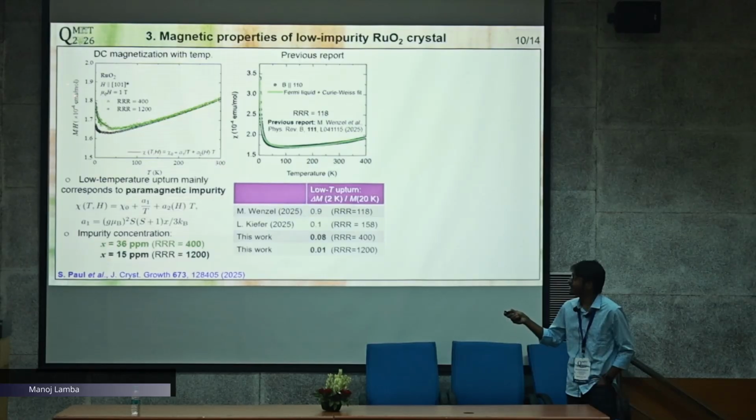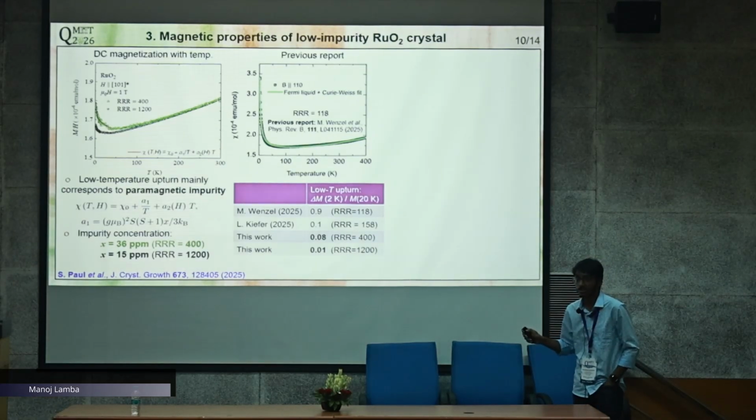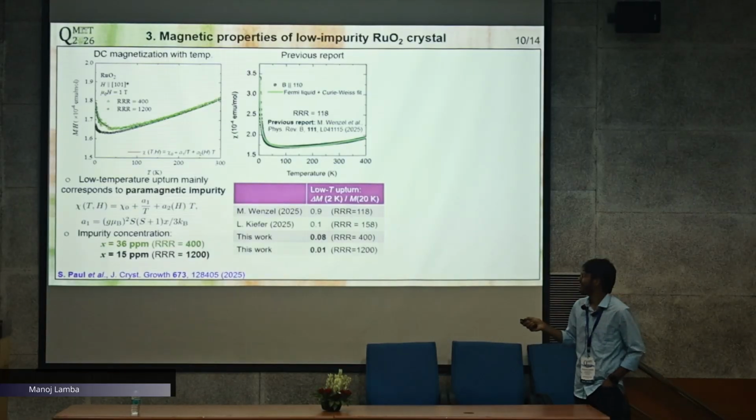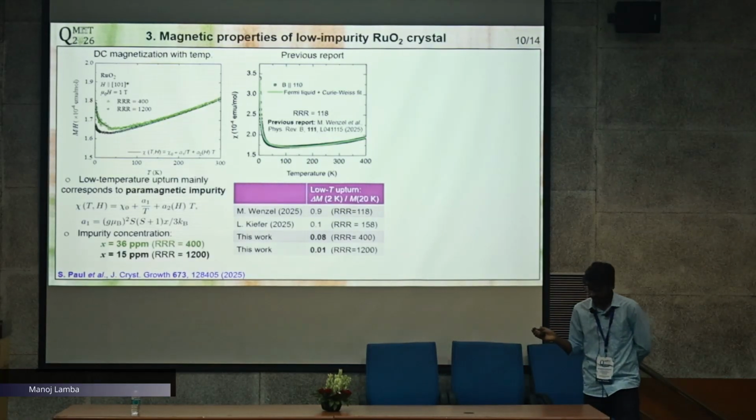If we fit it up to 30 Kelvin using this Curie law equation, we obtain an impurity concentration around 36 and 15 ppm for RRR 400 and 1200, which is significantly low. So we can say this is a kind of ultra clean single crystal. And if we compare with some other reports, this low temperature upturn is also significantly lower in our sample. These are some comparison tables.